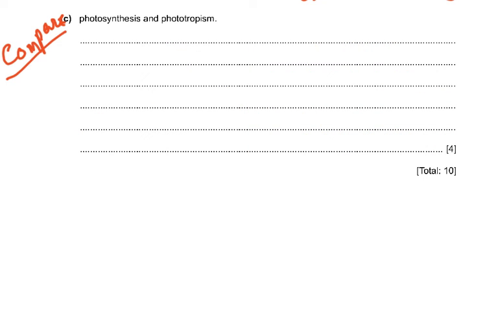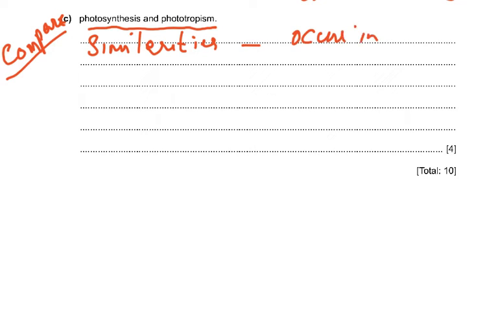Now part C says compare photosynthesis and phototropism, because you see in the initial question it was compare. So compare means similarities and differences. Let's look at the similarities, which are very obvious. Both occur in plants. Photosynthesis occurs in plants and phototropism occurs in plants. Please remember, phototropism is new to the syllabus. We did not have it in the previous syllabus. Both of these require light.